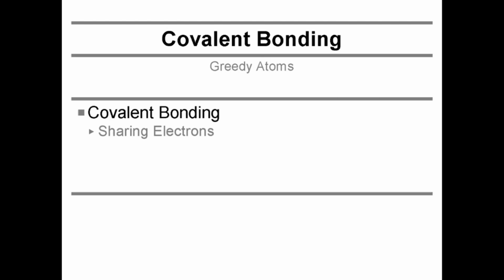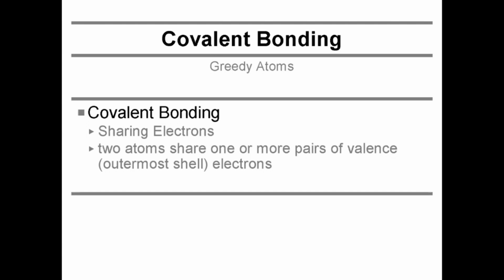Sodium doesn't say, here, chlorine, you can have mine, I don't need it, I'm happy. This is among elements who say, wait a minute, I'm not giving up anything. You can borrow it, but I want it back. That's sort of what they're doing. So, sharing of electrons. Two atoms share one or more pairs of valence electrons on the outermost shell. So the outermost shell is important. This is where the sharing comes in.